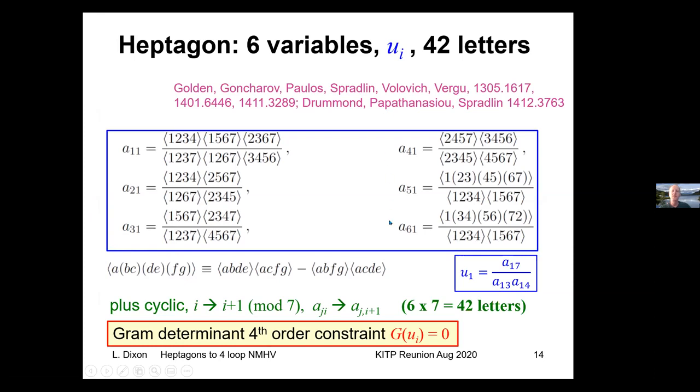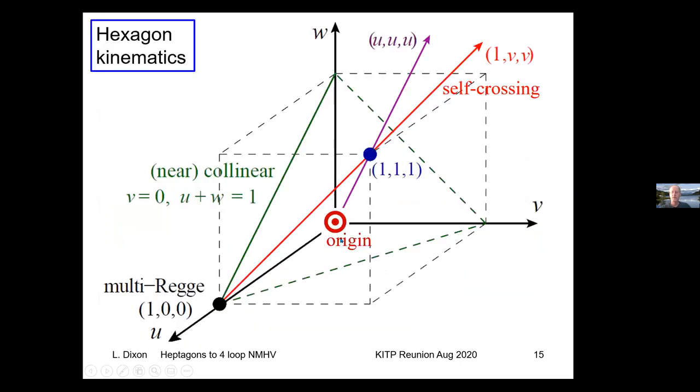And I mentioned that there are 6 variables. The standard cross ratios that are ratios of just Mandelstam variables are often called U_i, and they're ratios of these guys here that simplify a little bit when you take these particular ratios. And there are 7 of them, but they're not all independent. There's a Gram determinant, or a 4th order constraint, that tells you that there are only 6. So the hexagon kinematics is a 3-dimensional space, which we can get around in.